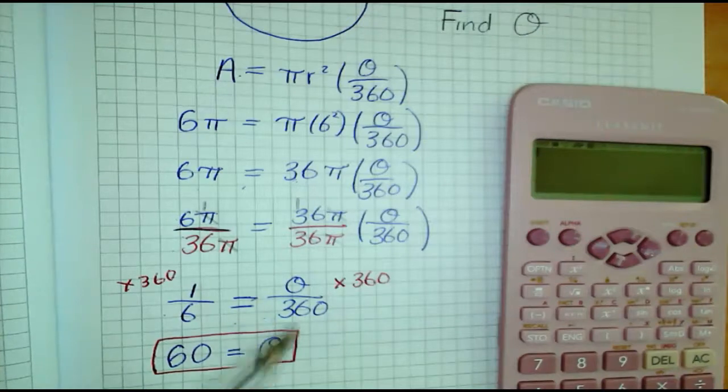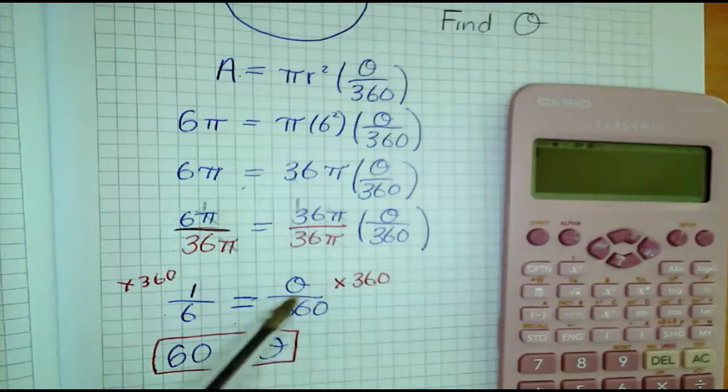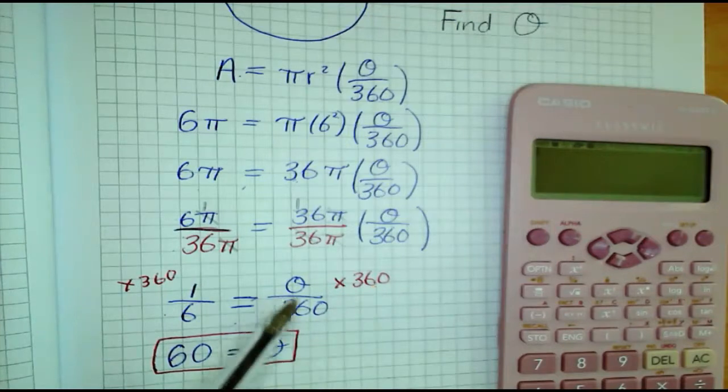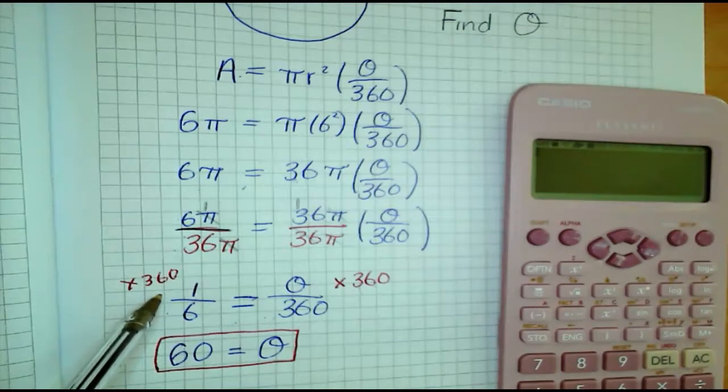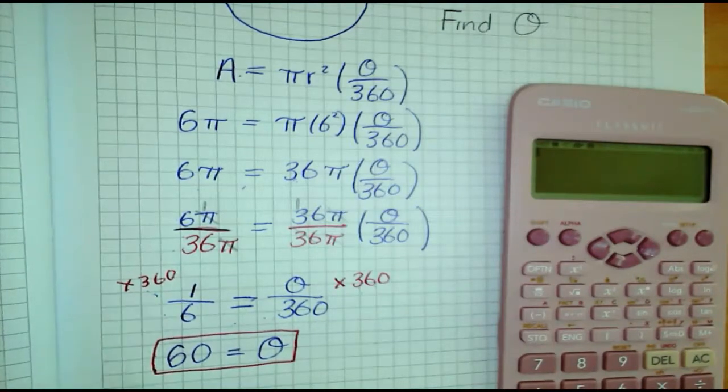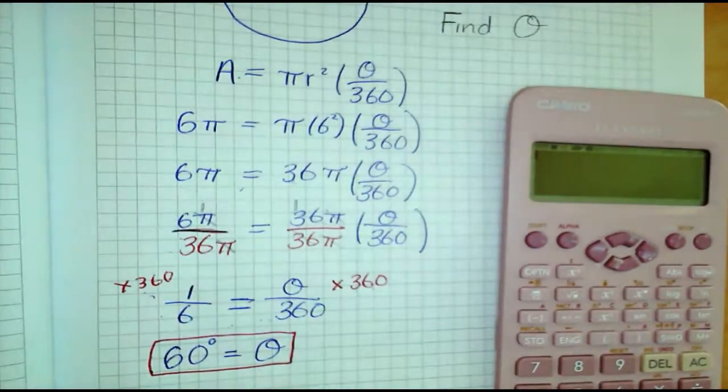So now I nearly have theta on its own, I just have this divided by 360 to get rid of. Because it's divided by 360, I do the opposite to get rid of it, so I multiply by 360. What I do to one side, I have to do to the other side. So 360 multiplied by 1/6 gives 60, and 360 divided by 360 goes once, so we're left with just theta. So theta is equal to 60 degrees.